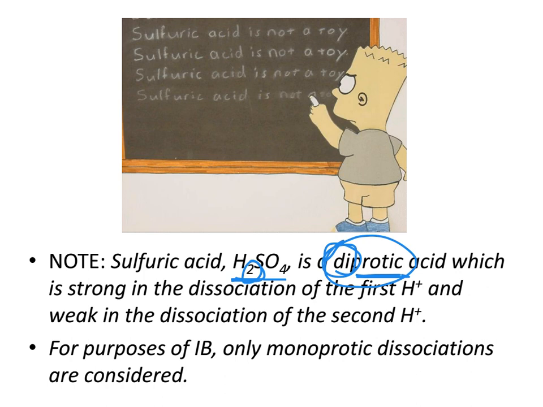IB doesn't want to get into that. It is complicated. And so we won't be talking about anything to do with the sulfuric acid. You should know it's a strong acid, but all of the strong acid examples IB uses will use the other 5. And that's because of its diprotic nature.